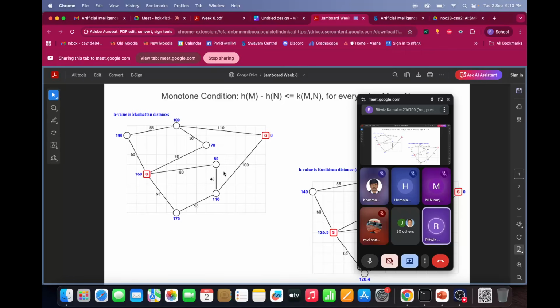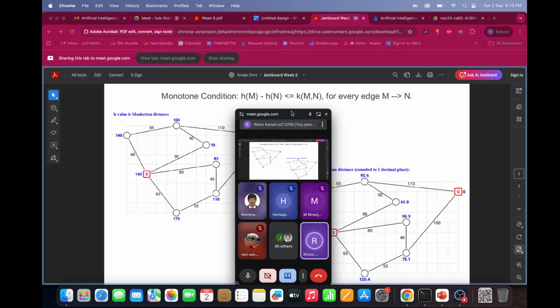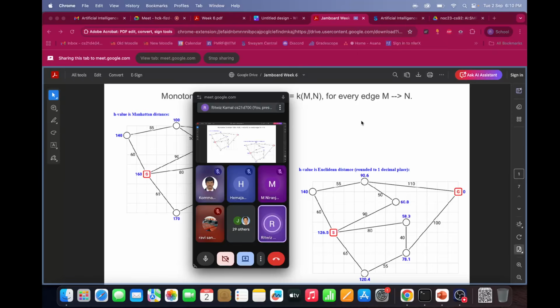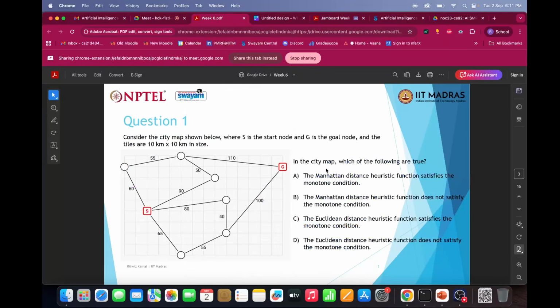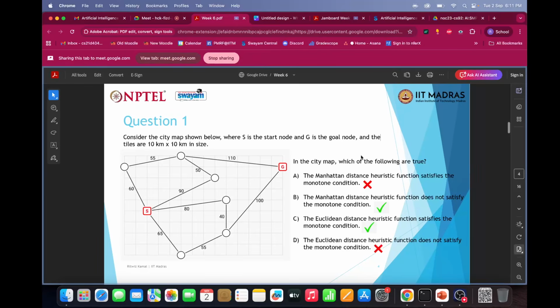So for Manhattan distance, we can prove right away that it's not following the monotone condition, whereas the Euclidean distance, if you notice, for each pair of nodes, it will be following the condition. So it will be faithful to the monotone condition as specified over here. If we have a look at the solution, the correct options would be options B and C, which say that the Manhattan distance heuristic function does not satisfy the monotone condition, whereas the Euclidean distance does.